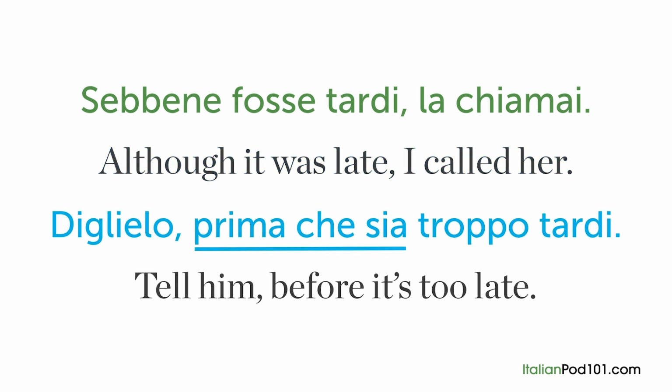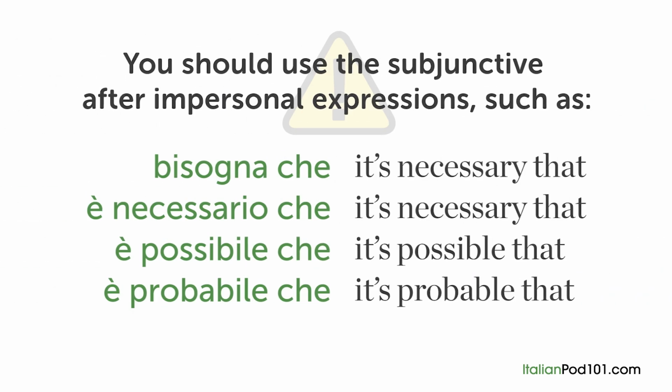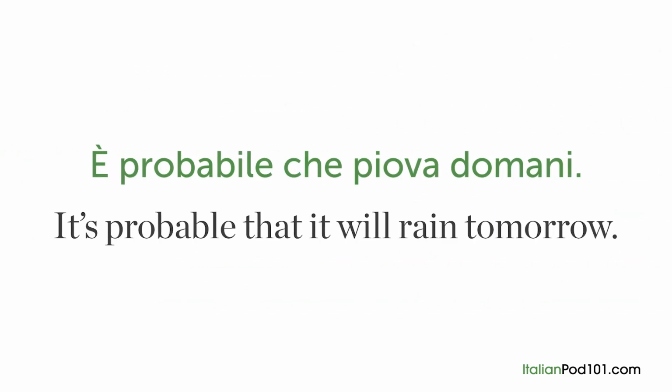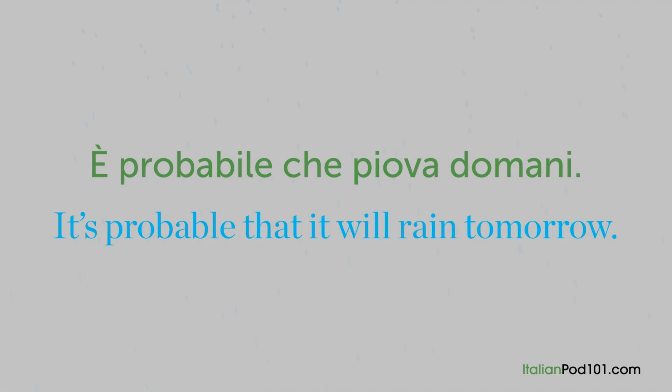Diglielo, prima che sia troppo tardi. Tell him, before it's too late. You should use the subjunctive after impersonal expressions such as bisogna che, it's necessary that; è necessario che, it's necessary that; è possibile che, it's possible that; è probabile che, it's probable that. For example, è probabile che piova domani. It's probable that it will rain tomorrow.